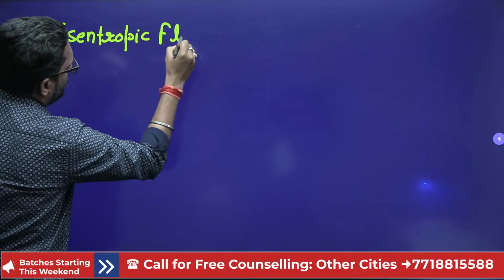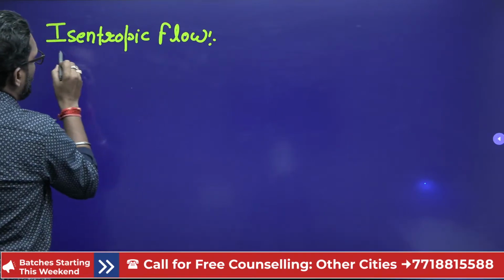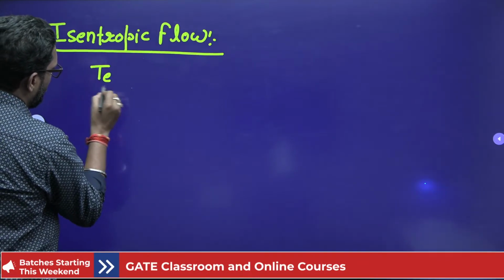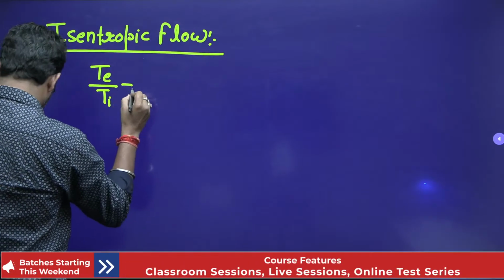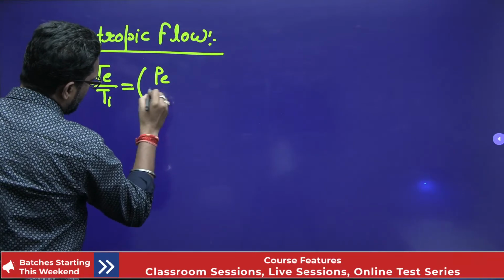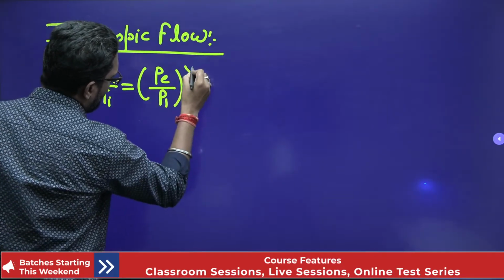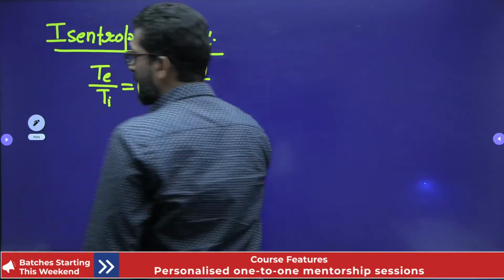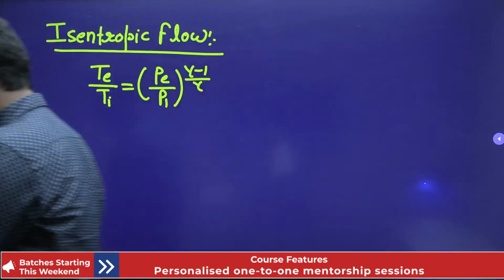Isentropic flow, and we know that for an ideal gas in isentropic flow, T2 by T1, that means T exit by T inlet, is equal to (P exit by P inlet) to the power (gamma minus 1) upon gamma. We know that. This is the equation for the ideal gas. What are the assumptions of this equation?